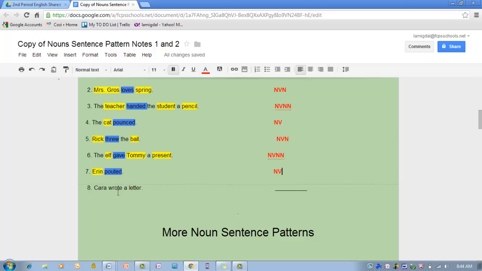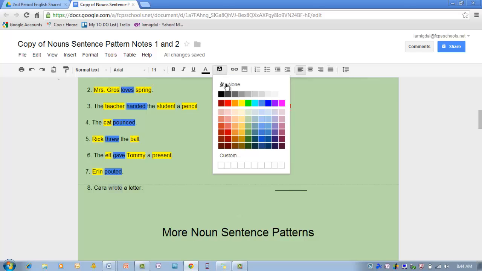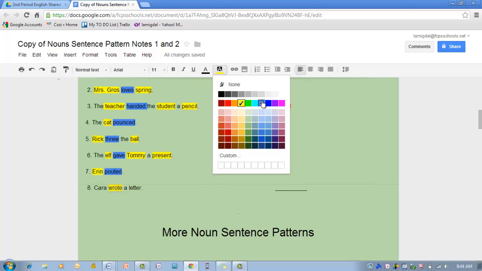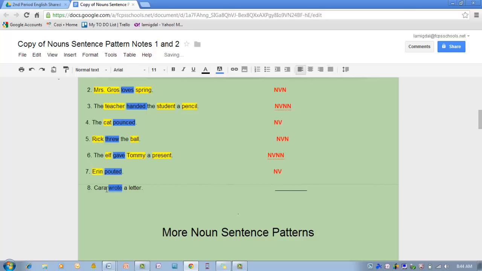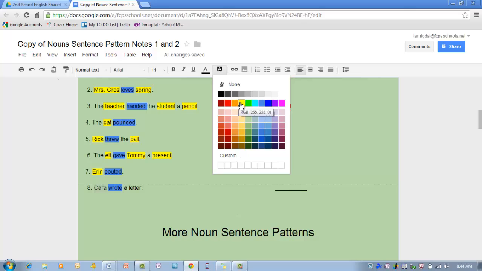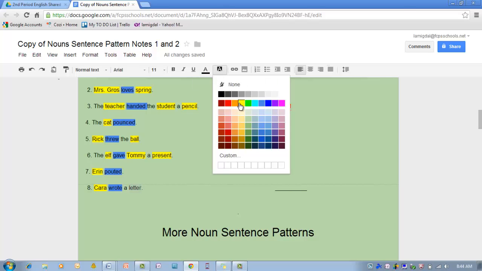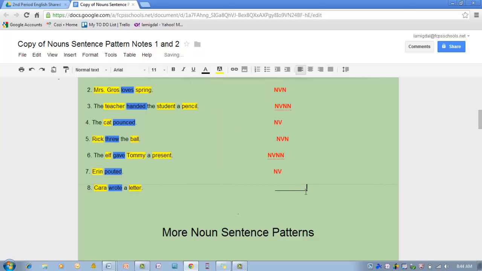Okay, and then Kara wrote a letter. Write is the action, and wrote is the past tense. So we're going to do, oh no, sorry, that's blue. Mrs. Mickle, blue. Go in front of that, and it's Kara, and that is a name. So that's a person. So we're going to do yellow. And then behind the verb is a letter. So we're going to put that in yellow. And so that is N-V-N.